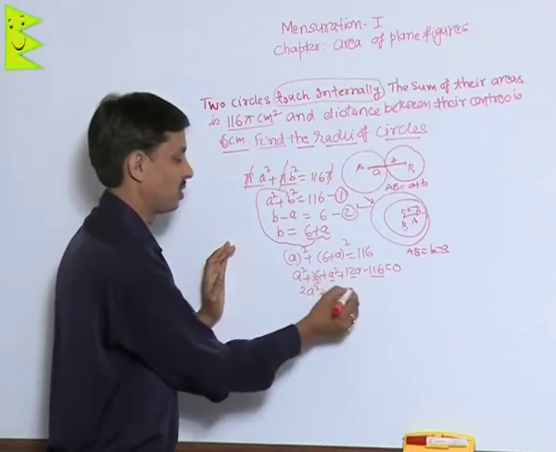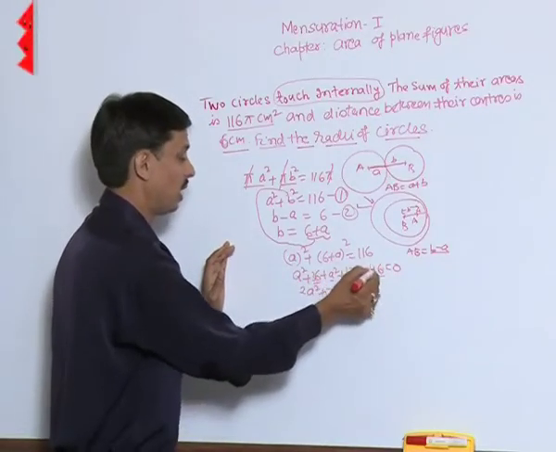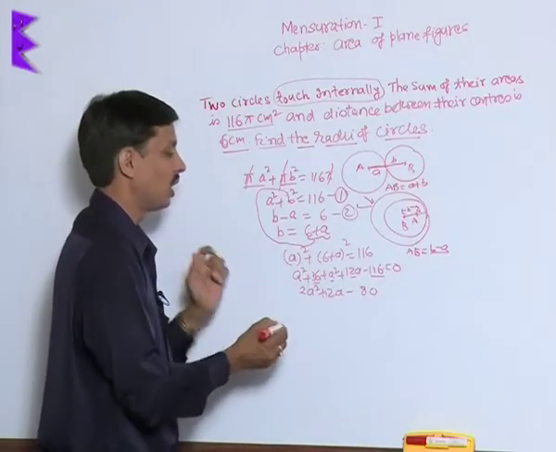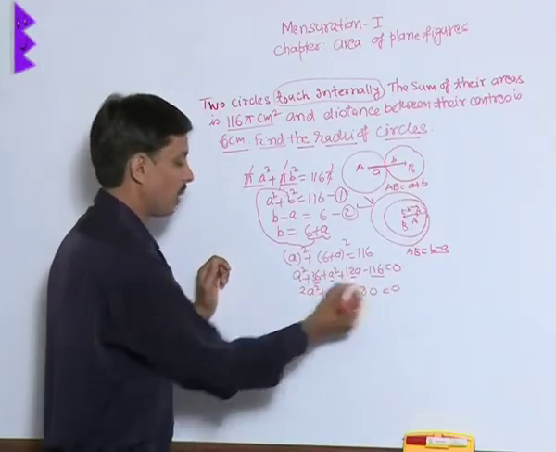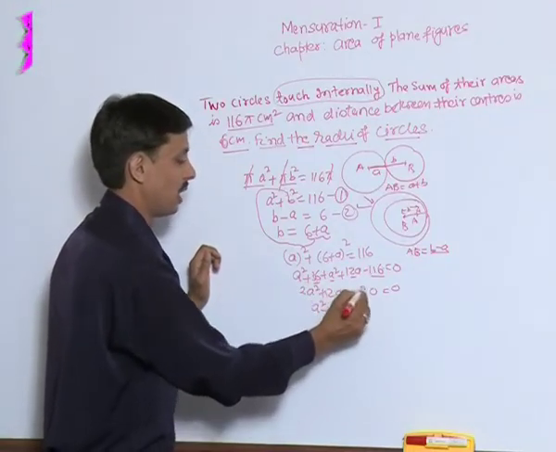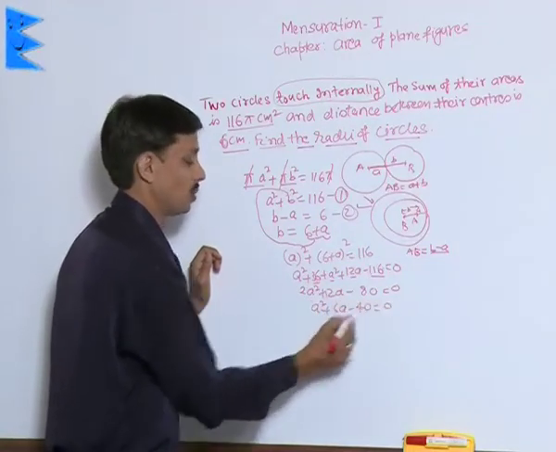So 6 minus 6 is 0, and 11 minus 3 is 8. We can say this result is 2A square plus 12A minus 80 is equal to 0. 2 we can take common, so this becomes A square plus 6A minus 40 is equal to 0.